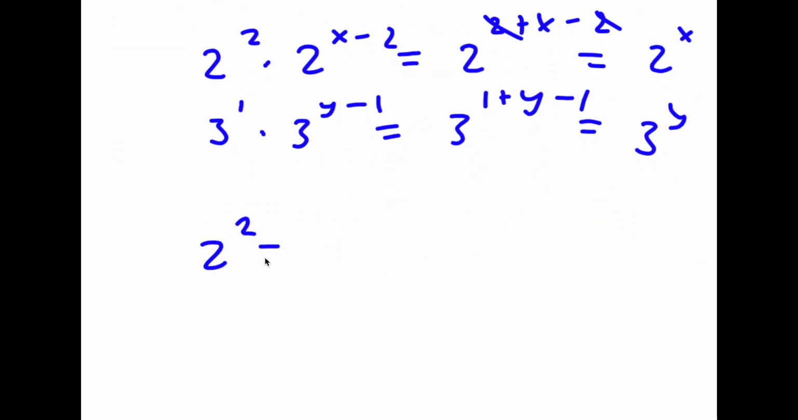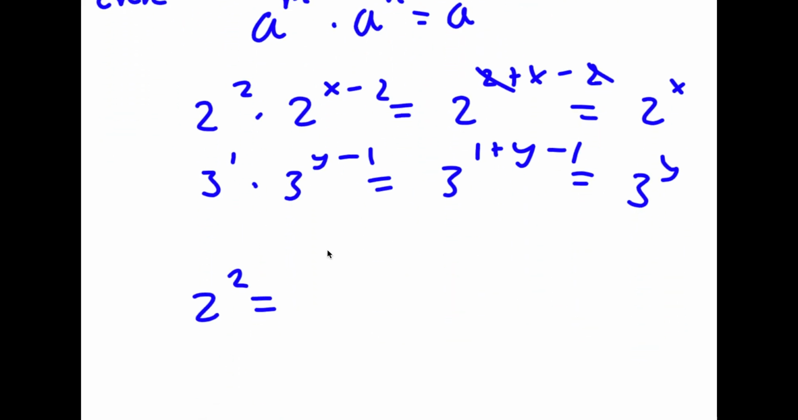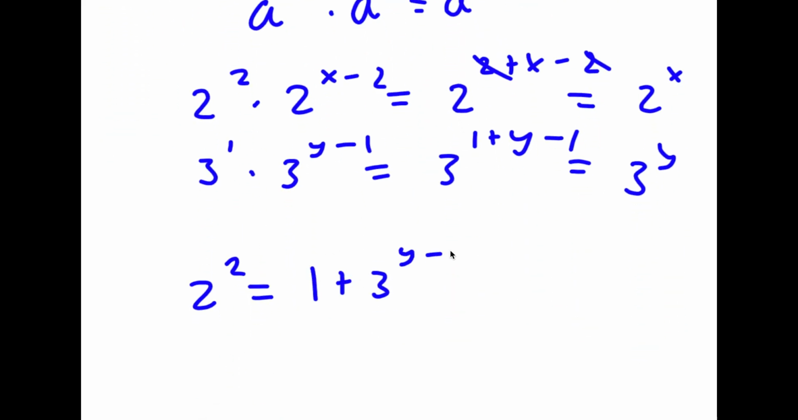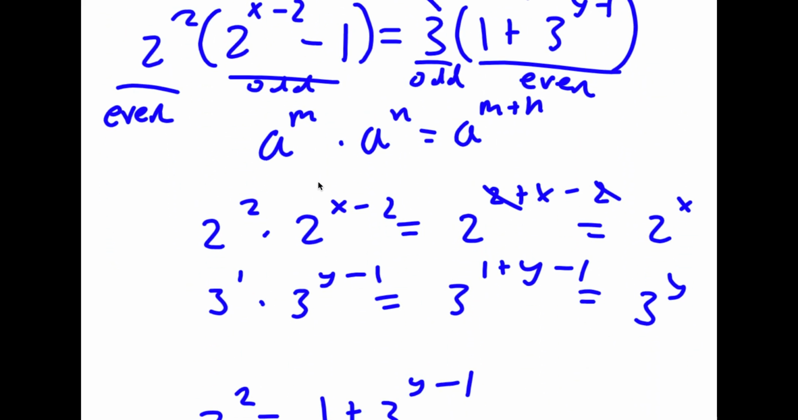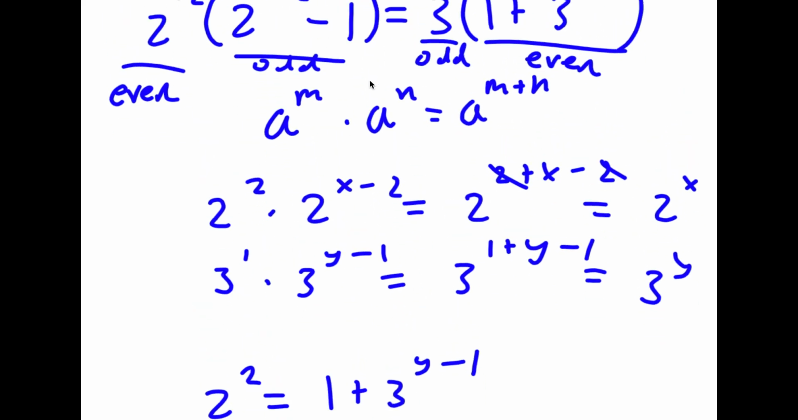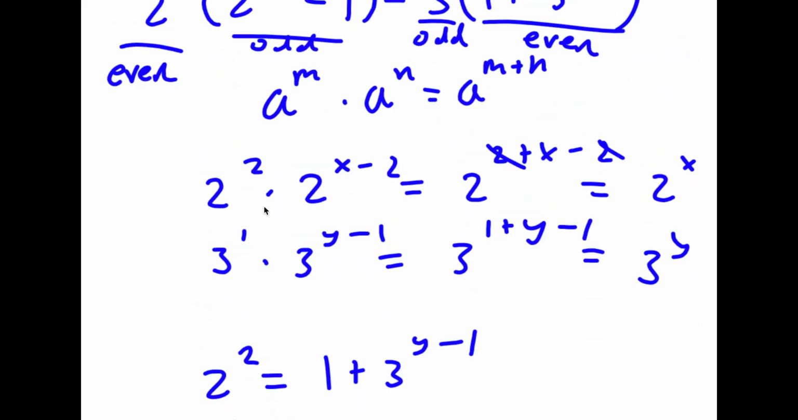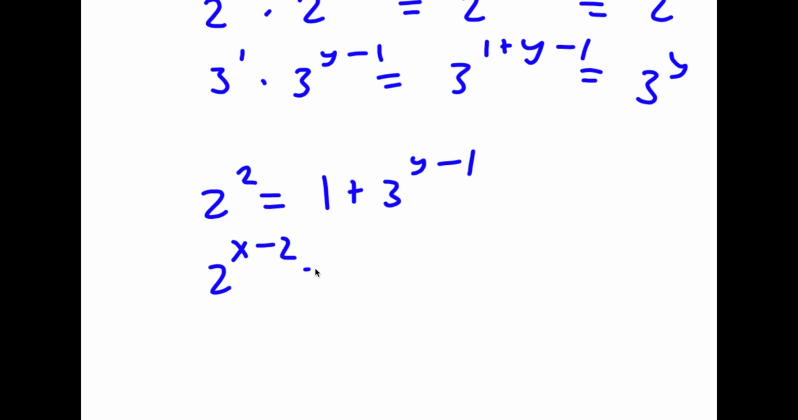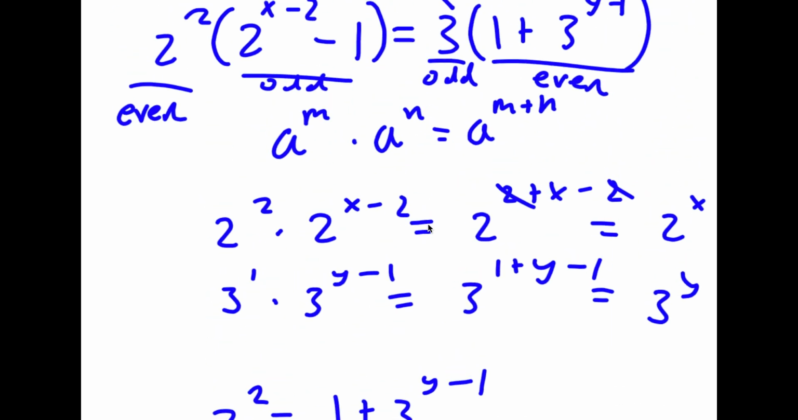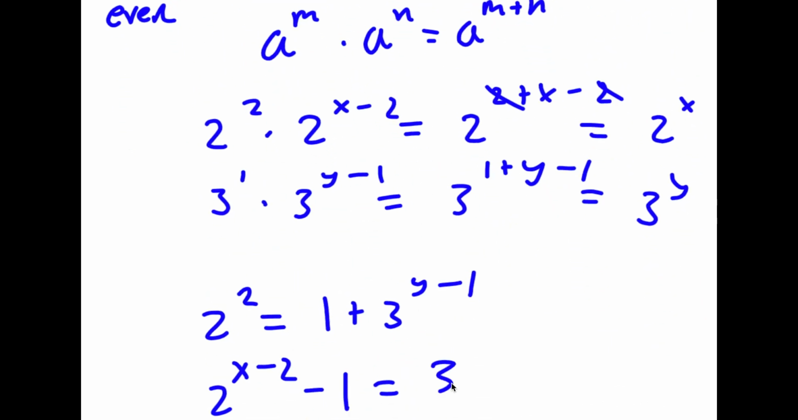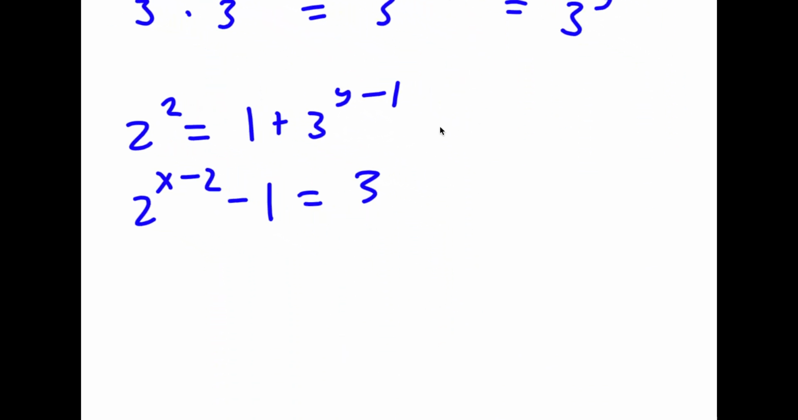So I have 2 squared is equal to 1 plus 3 to the power of y minus 1, and I also have 2 to the power of x minus 2 minus 1 is equal to 3. So these are my two equations.